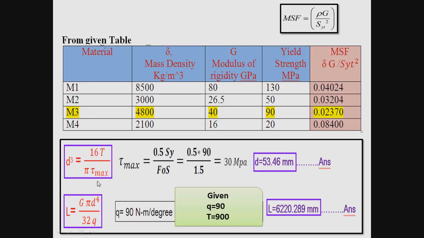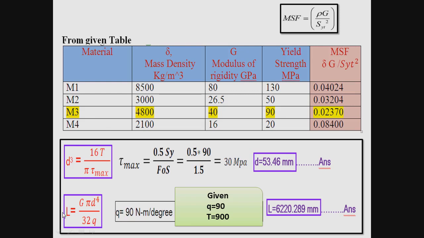To find the diameter, we need the torque and allowable shear stress. Torque is given in the problem. Allowable shear stress is given by 0.5 into shear stress in tension, that is for the selected material 90, so 0.5 into 90 by factor of safety given as 1.5. So the allowable shear stress value is 30 megapascal. If you substitute this 30 in this equation, we get diameter equal to 53.46 mm.